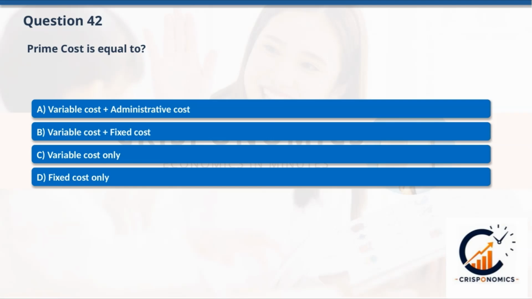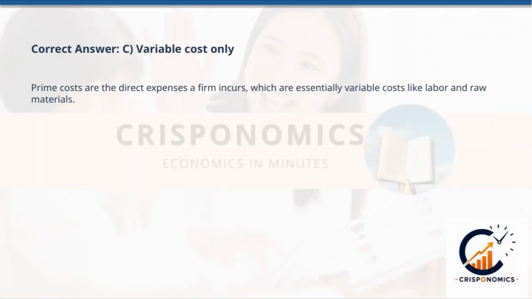The question is asking us to identify which combination correctly defines prime cost. It's a fundamental concept in cost accounting, helping us understand the direct expenses involved in production. Let's think about which costs are truly prime. Prime costs are the direct expenses a company faces when producing goods or services.